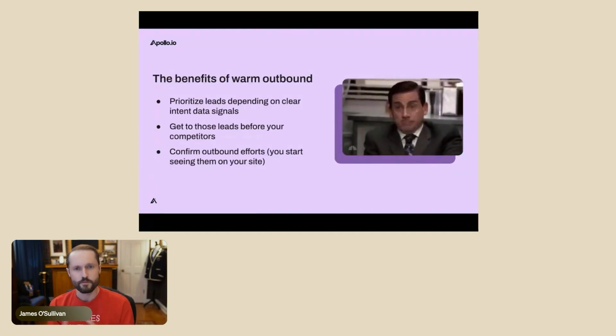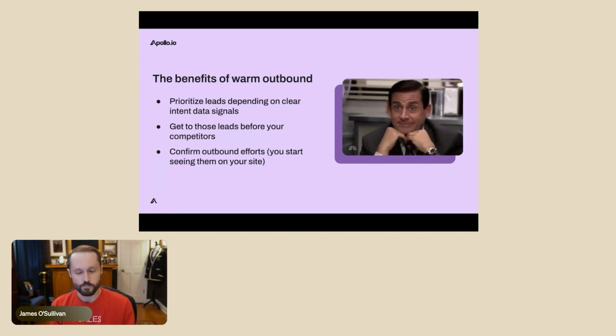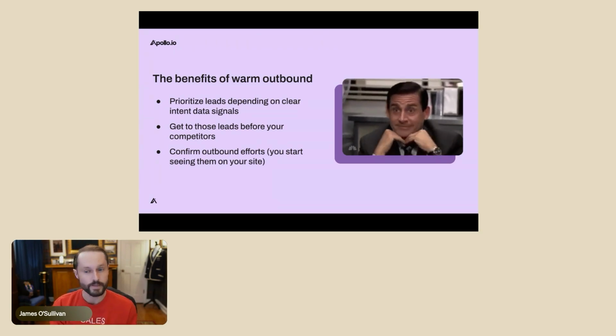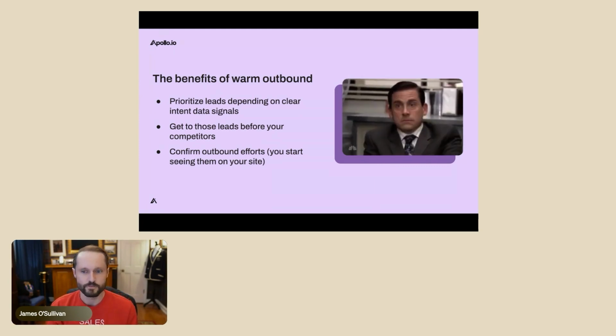So the benefits of warm outbound are you could prioritize leads depending on clear intent data signals. Nobody's going to your website because they just had some time. They're on the train, they want to read about your company, right? Or it's their lunch break. There's some level of interest, some level of conversation or curiosity. It might be early, it might be later. They might be just trying to validate they're going to buy from somebody else, but there's some level of interest.